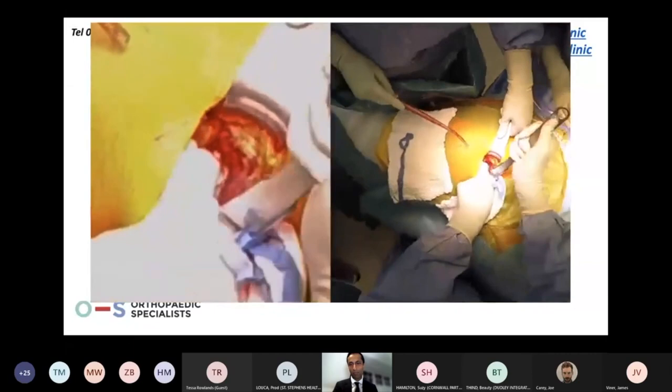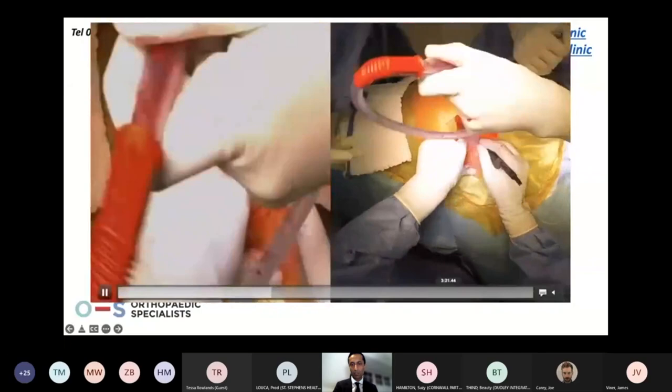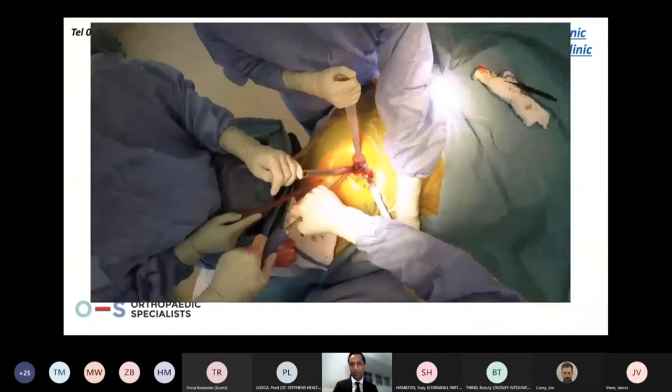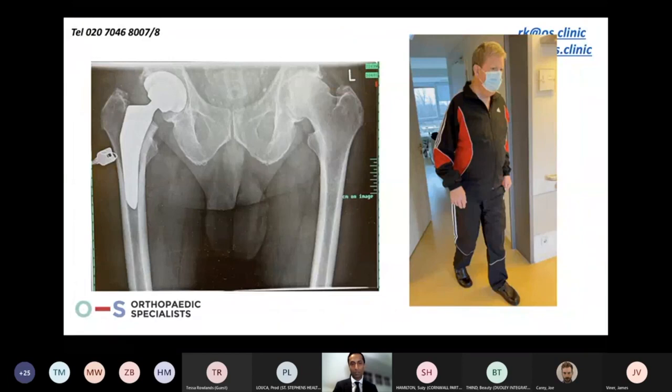I'm just going to skip further along. This is him just about to insert the cup. And that's the cup inserted. Now, the gist of this is that it is a very, very quick approach, even with a sped up video. This is what the x-ray looks like afterwards. You can see the hip in situ with the head and the acetabulum.